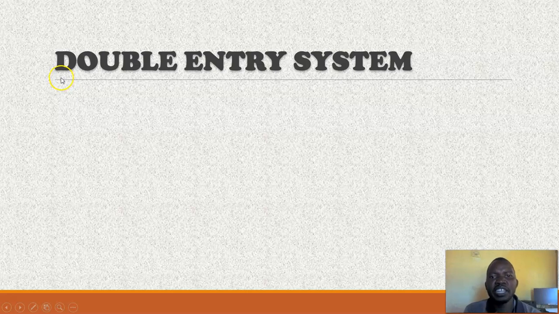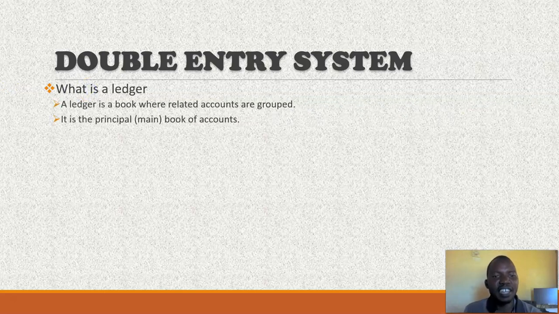Let's begin by looking at the double entry system. But before we do that, it is very important to look at what a ledger is. So the question is, what is a ledger? A ledger is a book where related accounts are grouped. We may also say that it is the principal or main book of accounts.